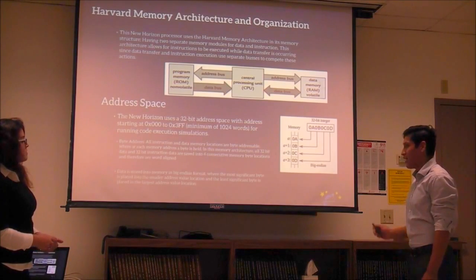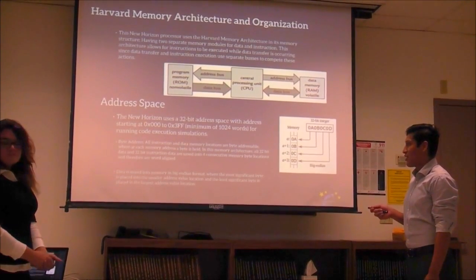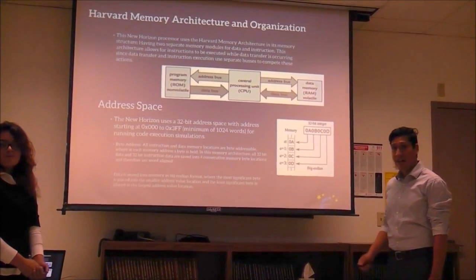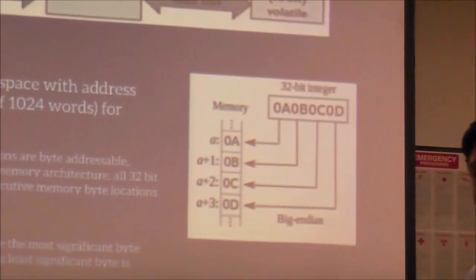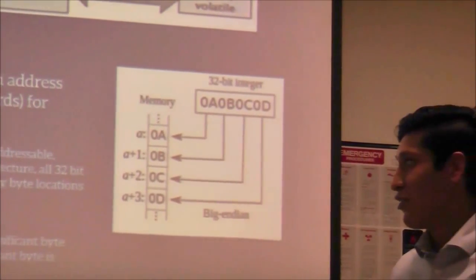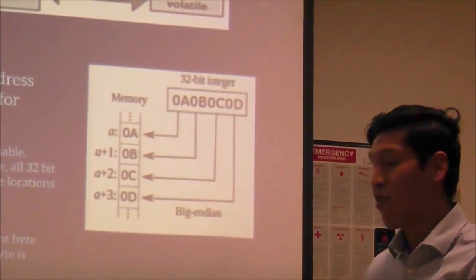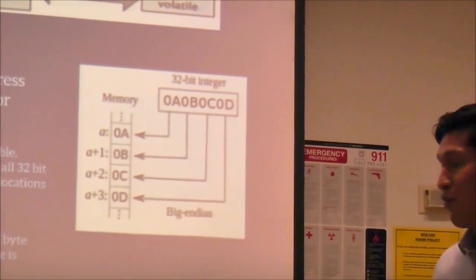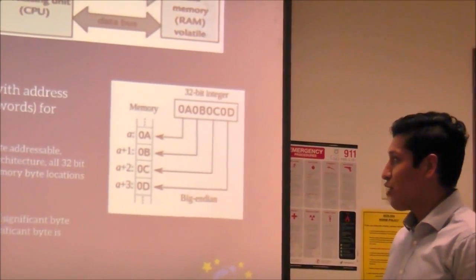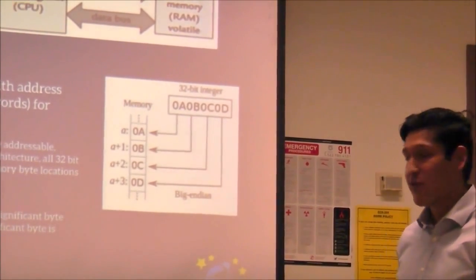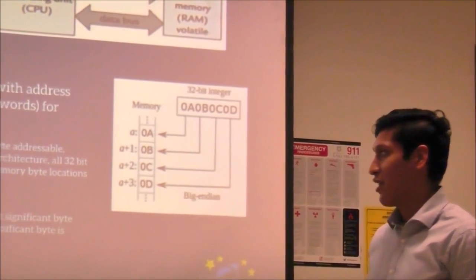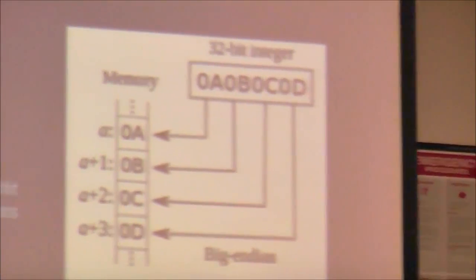We are using Big Endian. All instructions and data memory locations are byte addressable, where at each memory address, a byte is held. In this memory architecture, all 32-bit data and 32-bit instructions are saved into 4 consecutive memory locations and therefore are word aligned.